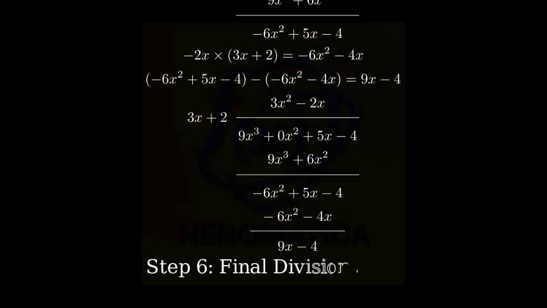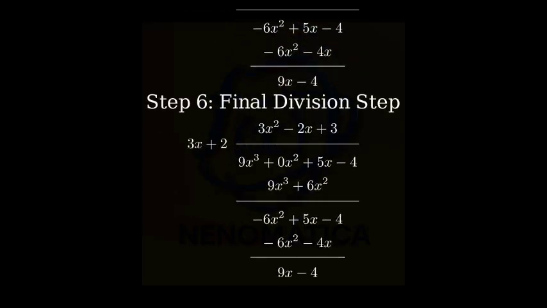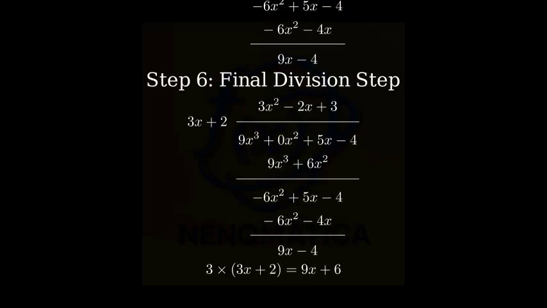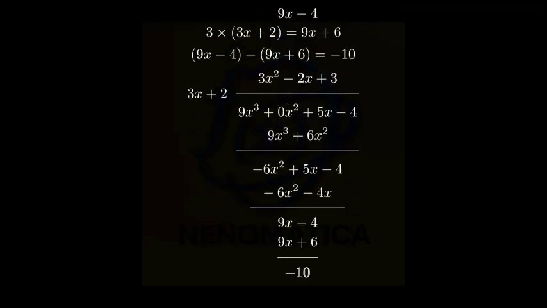Step 6. Let's continue with the final division step. We divide the leading term 9x by the leading term of the divisor 3x to get 3. This is our third and final quotient term. Next, we multiply the divisor by 3. 3 times 3x plus 2 equals 9x plus 6. Subtracting this from our current dividend, 9x minus 4 minus 9x plus 6 equals negative 10. Since the degree of negative 10 is 0, which is less than the degree of our divisor, which is 1, we've completed the division process. The remainder is negative 10.